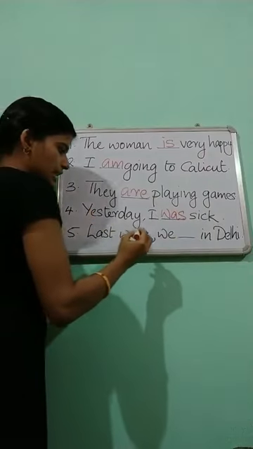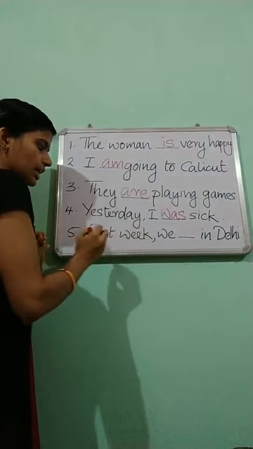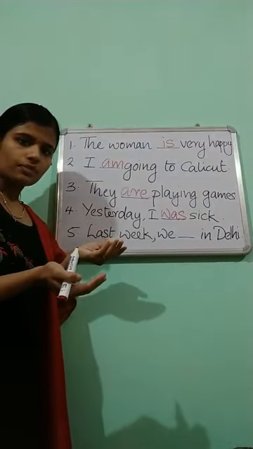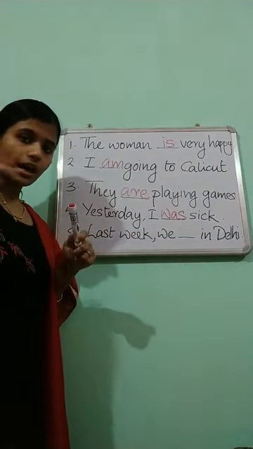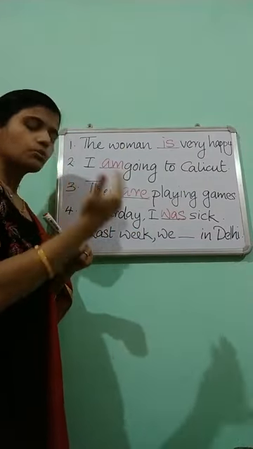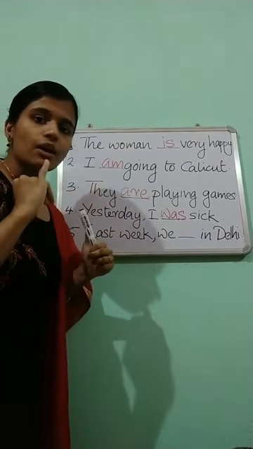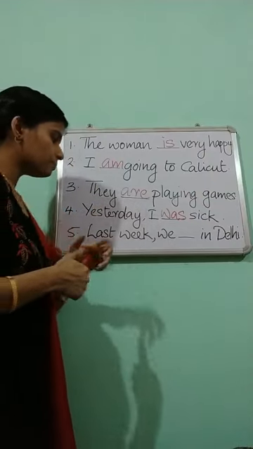Then fifth sentence. Last week we dash in Delhi. Last week again denotes something that happened in the past. It is something that happened in the past. So we should use either the auxiliary verbs was or were. Was or were are the auxiliary verbs to be used to indicate the past.